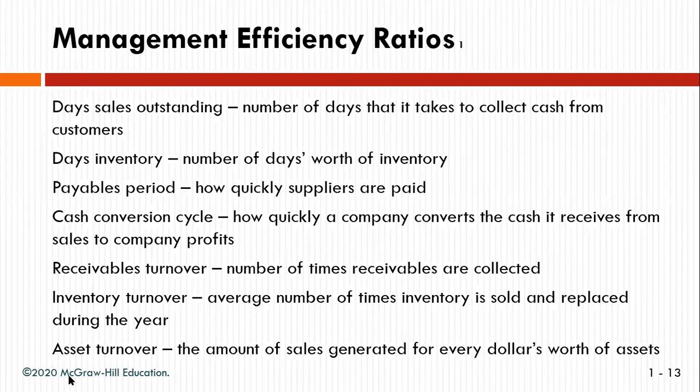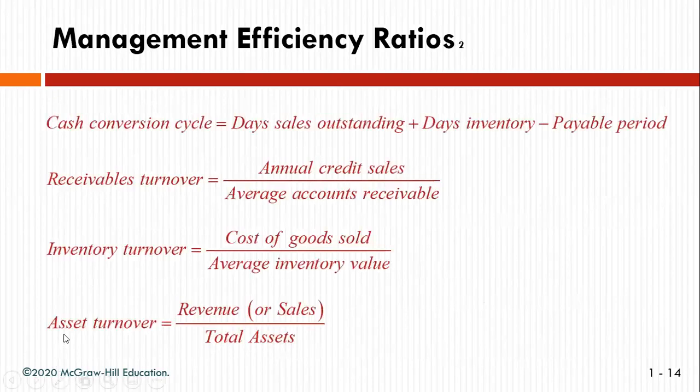So I think it would be very interesting for you to go into these details. Now, just to make sure that, after those definitions, you look at this calculation. The management efficiency ratios: the cash conversion cycle is the days sales outstanding plus the days inventory minus the payable period. The other thing you need to see is the receivable turnover, how it's calculated: the annual credit sales over the average accounts receivable.